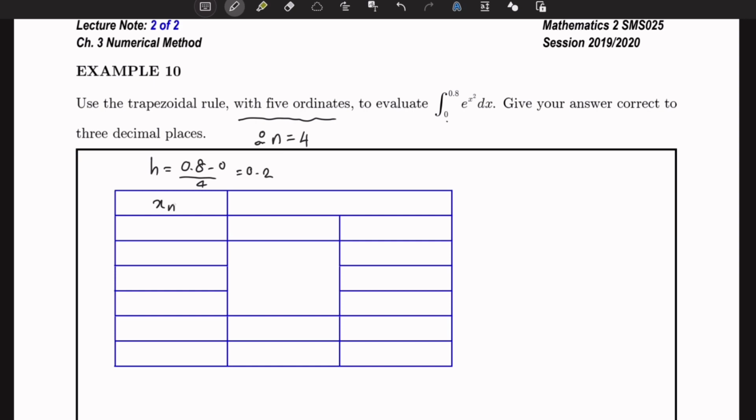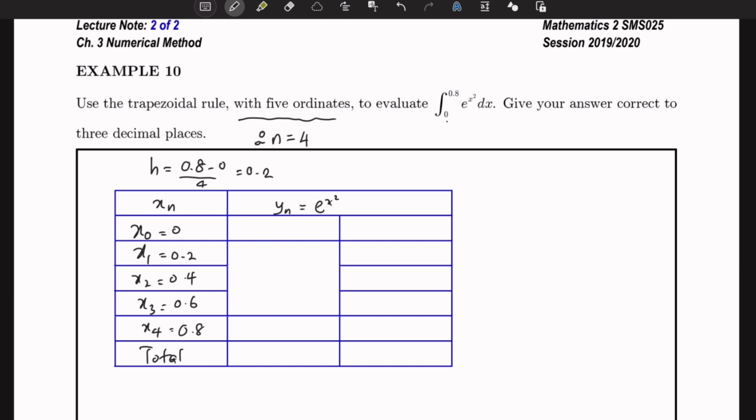So we have the table here. This is your xn, and this is your yn, which is the function itself, e to the power x squared. We start off with x0 is 0, x1 is 0.2, x2 is 0.4, x3 is 0.6, and x4 is 0.8. The last row will be the total.